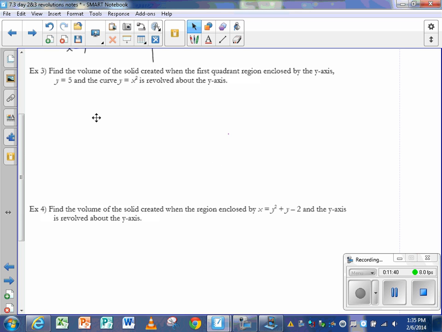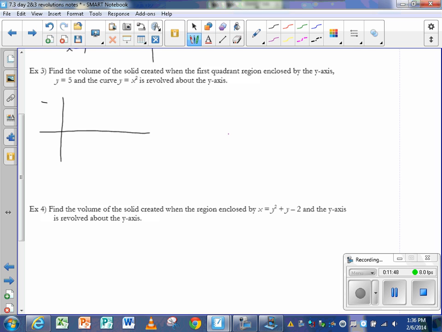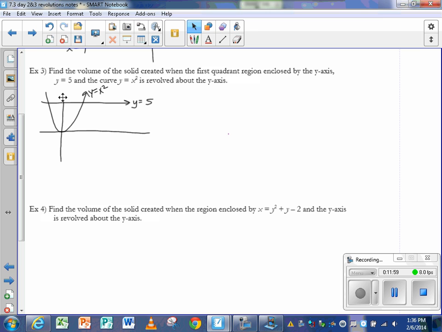So if we want to find the volume of the solid created when the region in the first quadrant enclosed by the y-axis, y equals 5, and y equals x squared is revolved around the y-axis, let's sketch it. The first quadrant region means that I'm just going to consider this part. And I'm revolving this around the y-axis now.